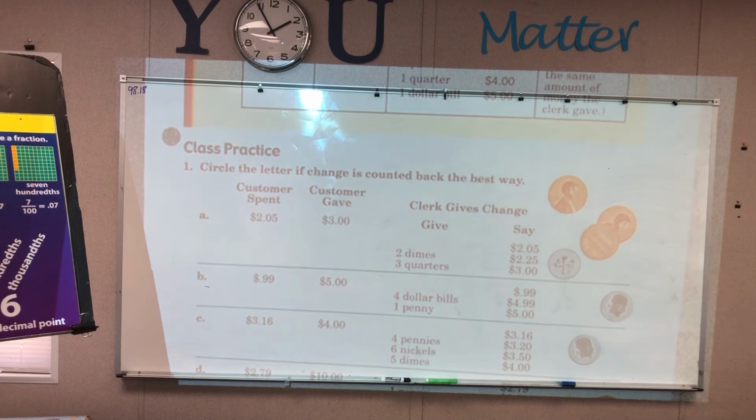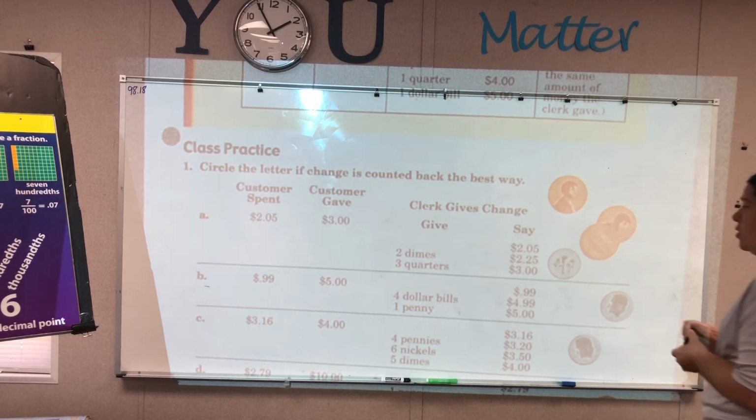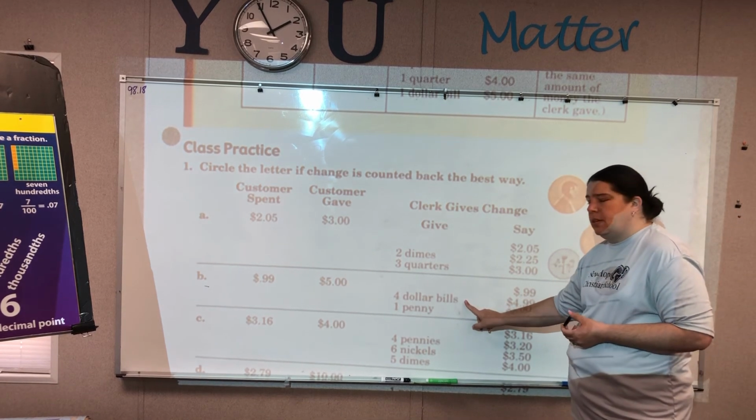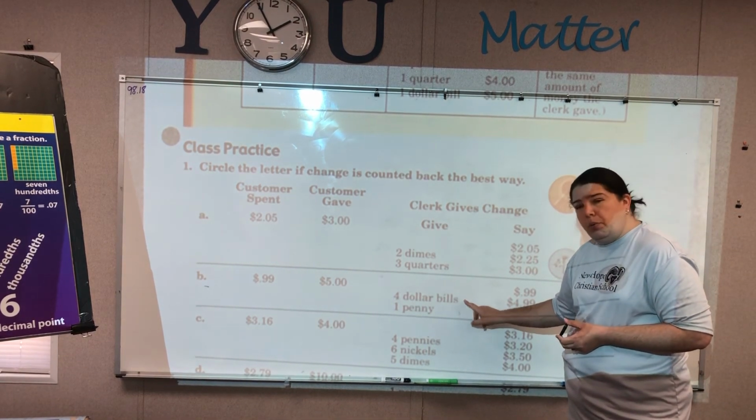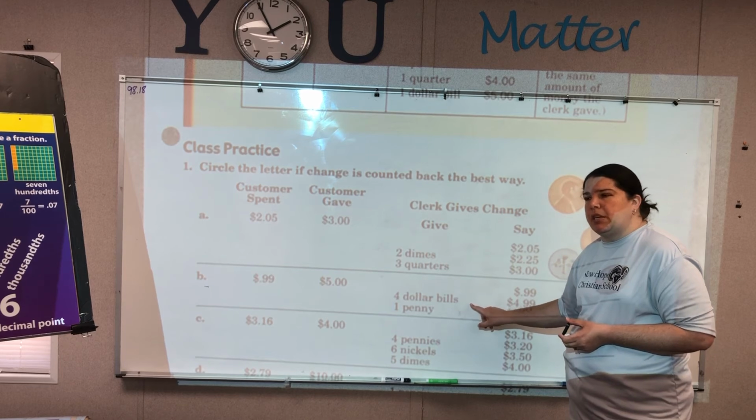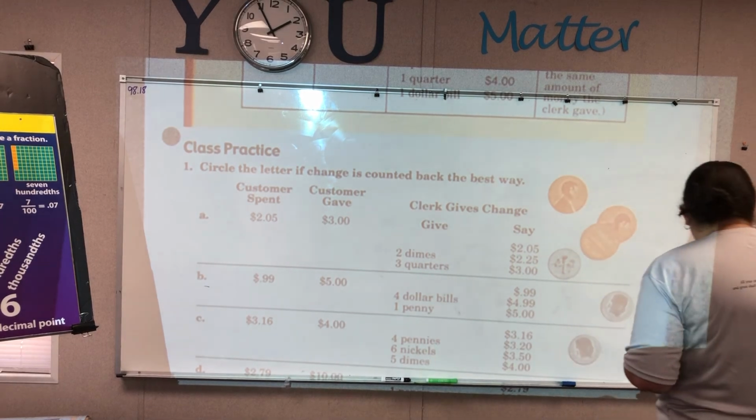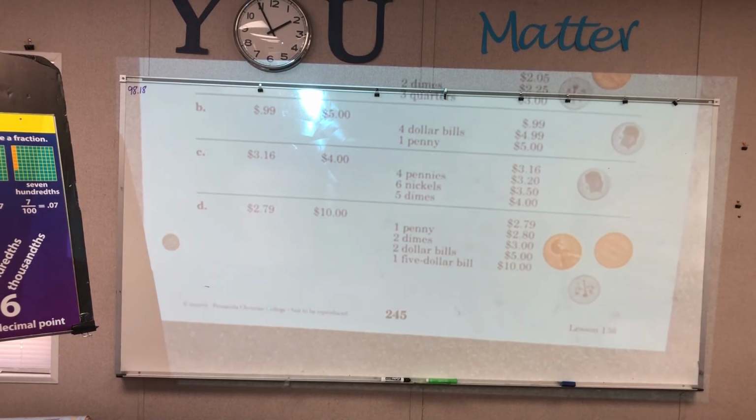Letter B. 99 cents was the item, $5 was what the customer gave them, and they should give back change. They gave back first $4. Is that correct? No, we need to give back the smallest denomination first. So do not circle that one. Same thing on C.